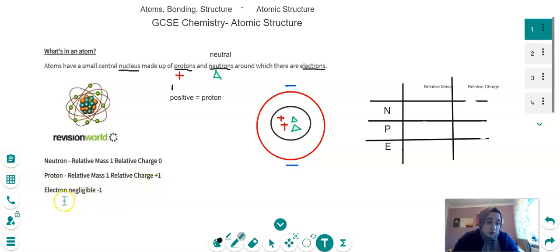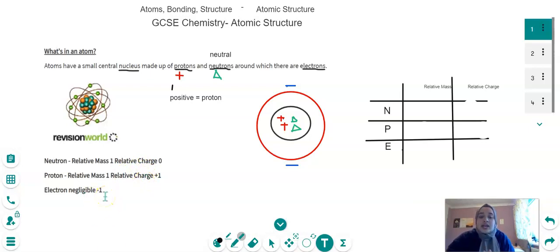And then an electron has a negligible mass. So, do you know what negligible means? Negligible means it weighs almost nothing. So if you were to put it on a scale, it would be something like 0.00000000000, like millions of zeros, 0.1 gram or something. And then its relative charge, on the other hand, is -1.